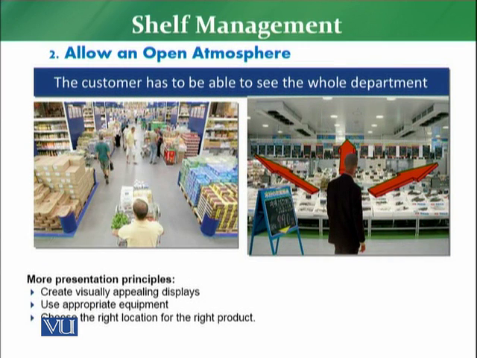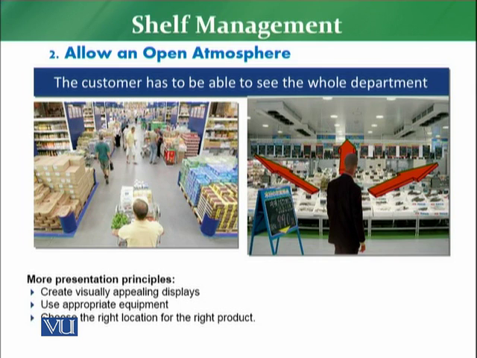And the second principle is about allowing an open atmosphere. The objective of the retailer is also to create an open atmosphere, so the customer should be able to see the whole department in one way. Especially according to the research study, if the customer can see the whole store in one glance, then it is an ideal situation because the customer will have a very strong view.